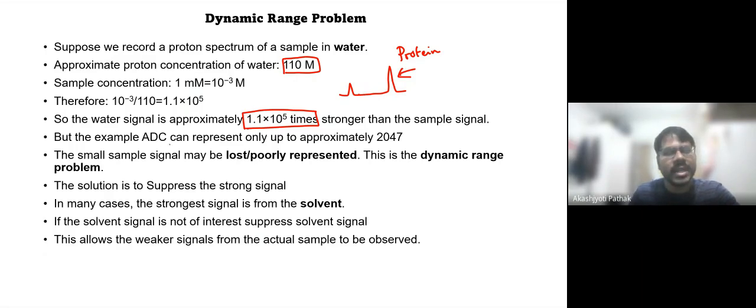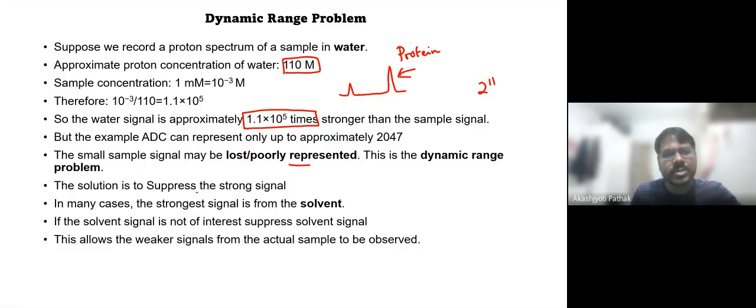But the example ADC can represent only up to approximately 2047 levels. So the small sample signal may be lost or poorly represented. This is the dynamic range problem. For example, if it is an 11-bit digitizer, then it can capture only 2047 levels of data points. And it can happen that your sample signal may be lost because of the large signal of the water protons.